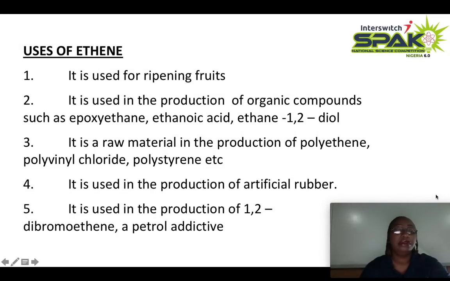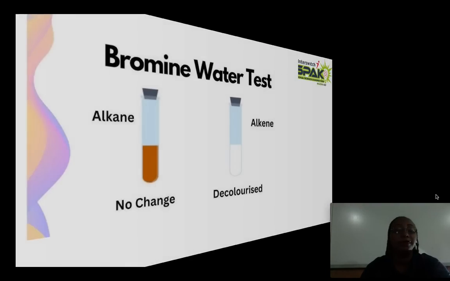Uses of ethene: it is used for ripening fruits, used in the production of organic compounds such as epoxyethane and ethanoic acid, is the raw material in the production of polyethylene, polyvinyl chloride, that's your PVC, and polystyrene, is used in the production of artificial rubber, and also in dibromoethane, a petrol additive.